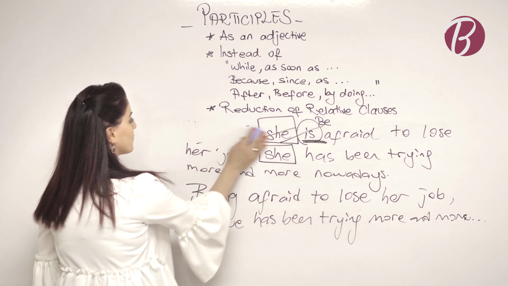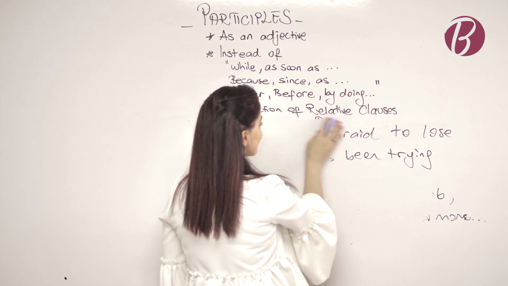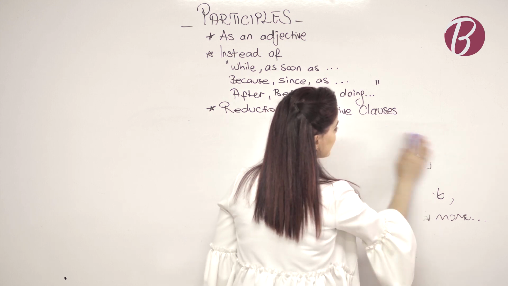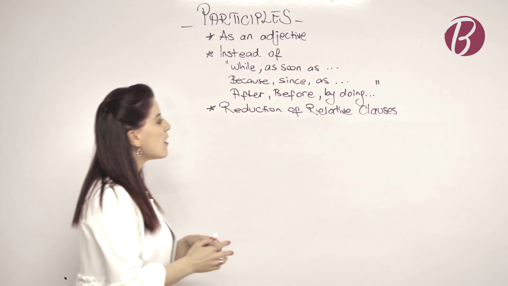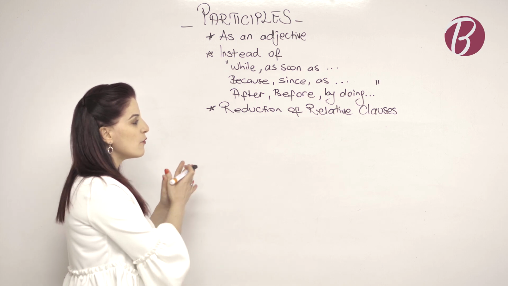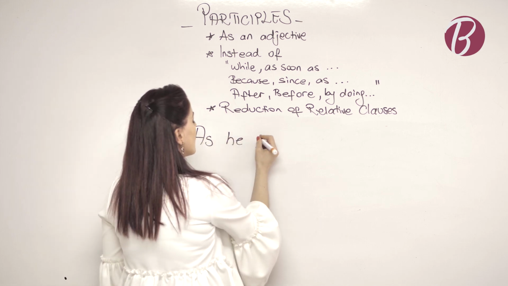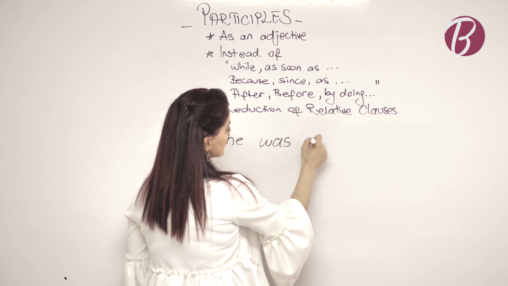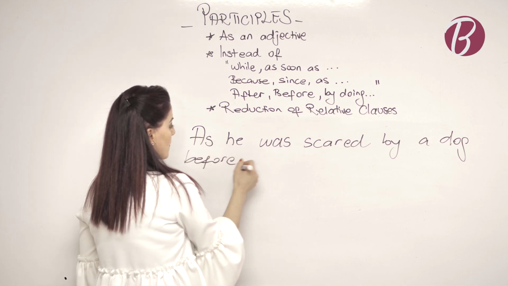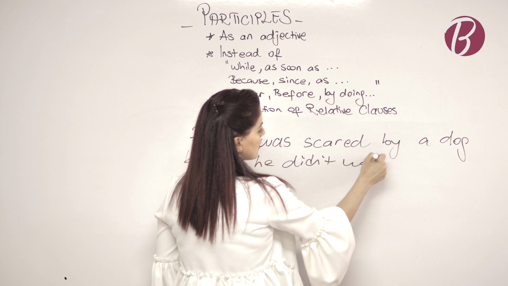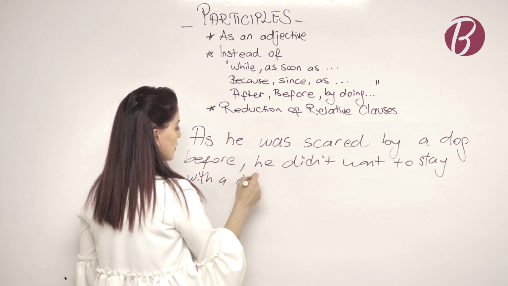Let's see with an example. I'll give you one more example because normally this topic is very long and has many different usages. That's why you should understand why and how we structure and make them. Let's see. As he was scared by a dog before, he didn't want to stay with a dog in a room.